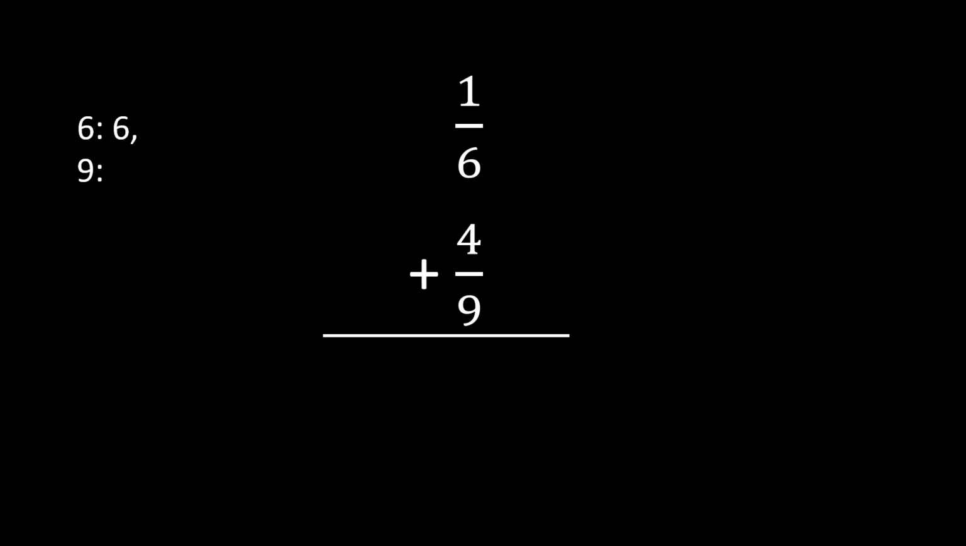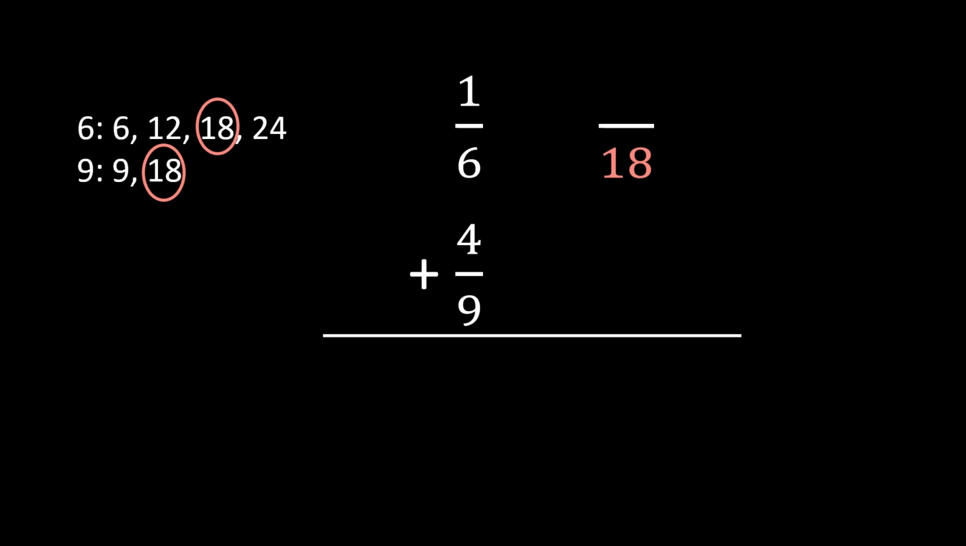So 6, 12, 18, 24 are the first four multiples of 6. And looking at 9, we have 9 and 18. So the first number I see on both lists is the 18. So I'm going to use 18 as my common denominator.